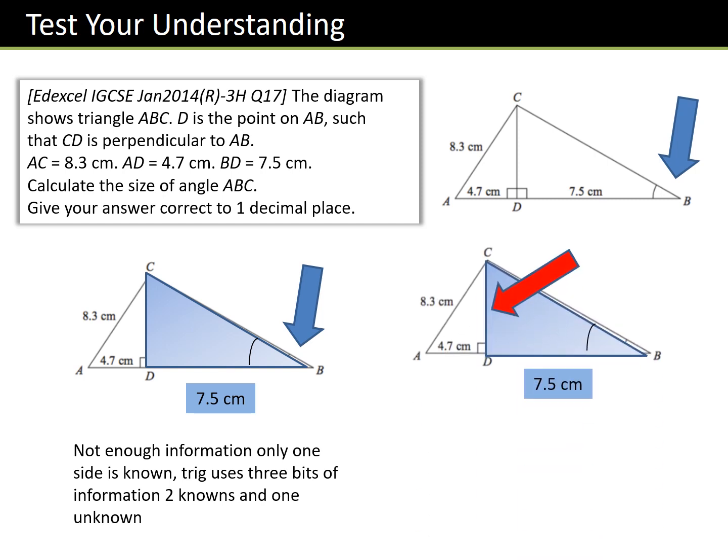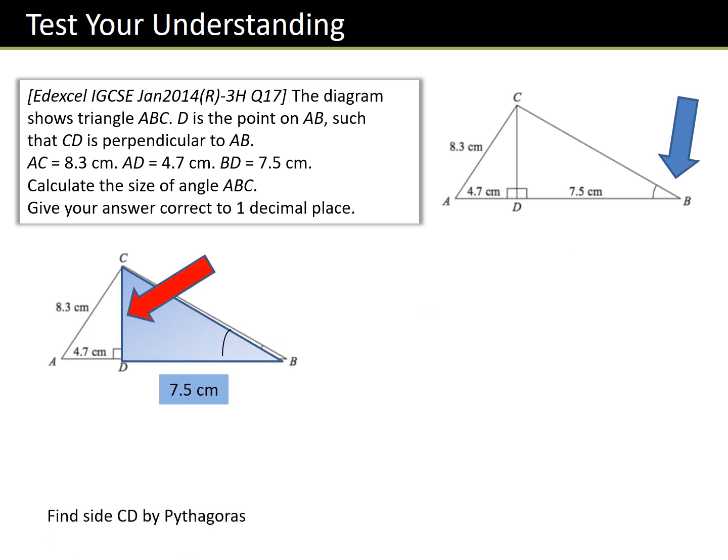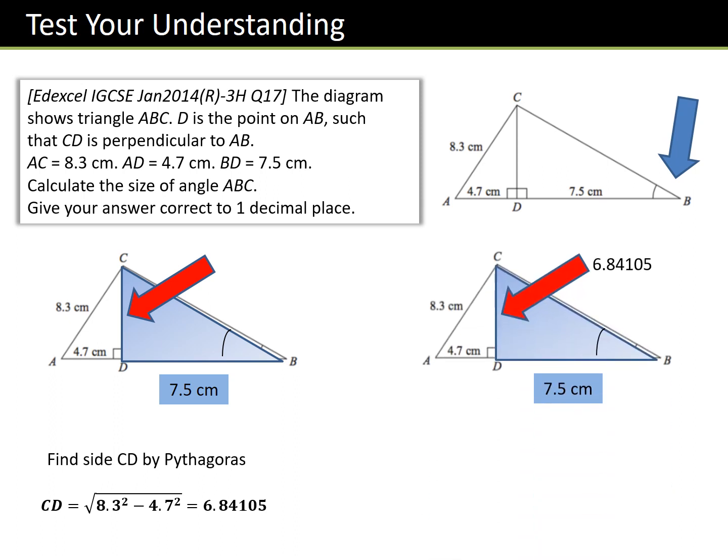So I'm going to look at the next door triangle, and I notice that side CD and 8.3 and 4.7 form a right angle triangle. Ooh, I can use Pythagoras to find CD. So I can use Pythagoras, and if I do that, if I square 8.3 and take away 4.7 squared, I get 6.84105, which is rather long. So I've now got 2 sides and an unknown angle. I can use trig. Hooray!